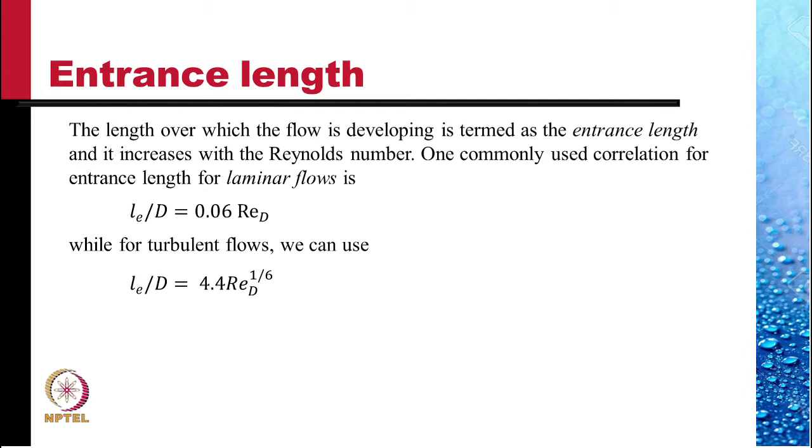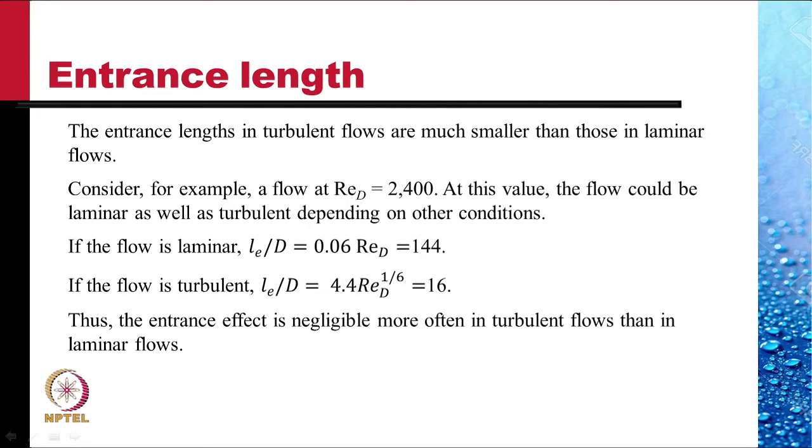While in turbulent flows, this correlation is LE equals 4.4 times Re_D raised to the power 1/6. The entrance length in turbulent flows is much smaller than in laminar flows. Consider, for example, a flow at Reynolds number 2,400. At this value, the flow could be laminar as well as turbulent, depending upon other conditions.